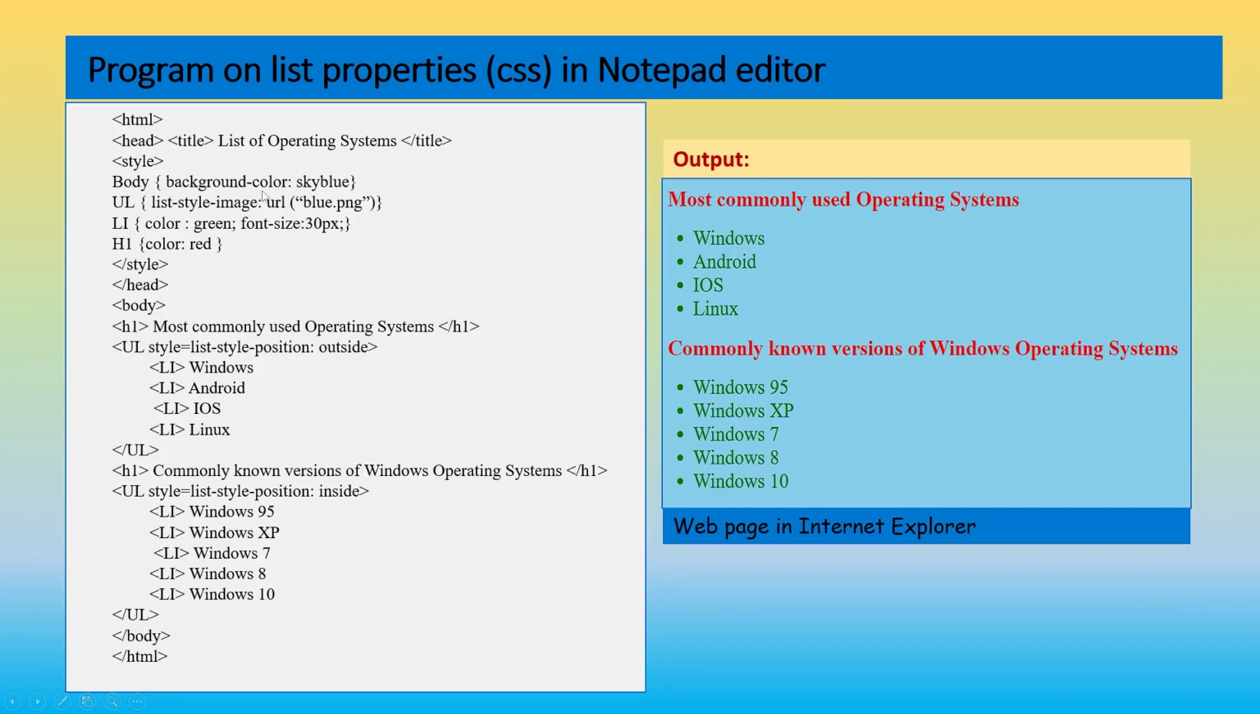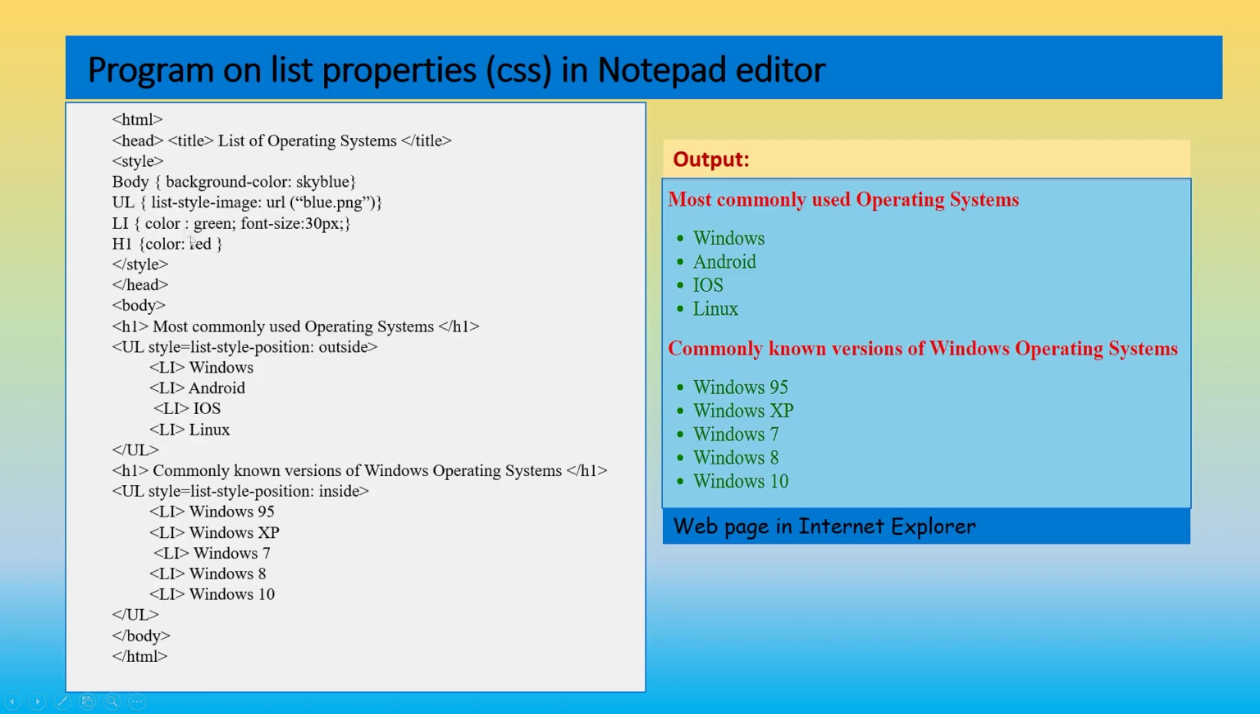So here again under style I have specified background color as sky blue, which is this one. Then the list style image URL is blue.png. Now list item. For the unordered list we will have blue.png, and for the list items we will have font size as 30 pixel. So these are the font sizes with 30 pixel.